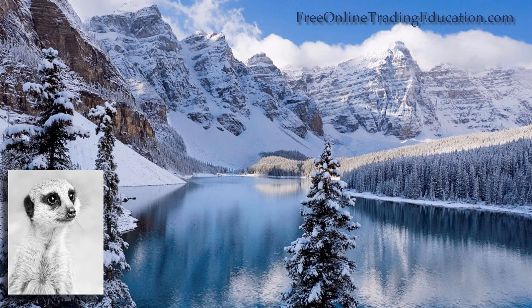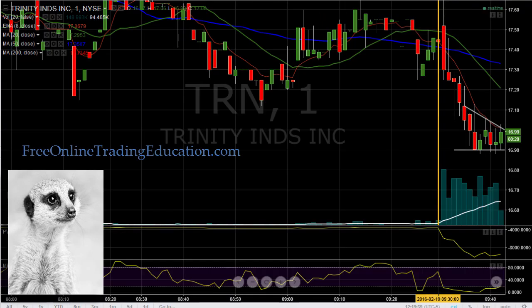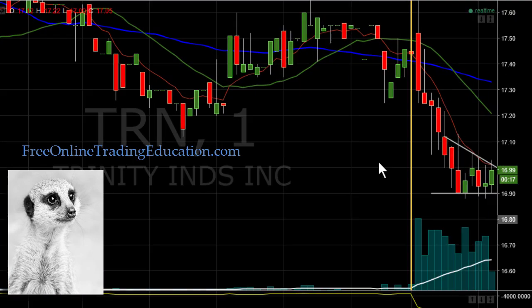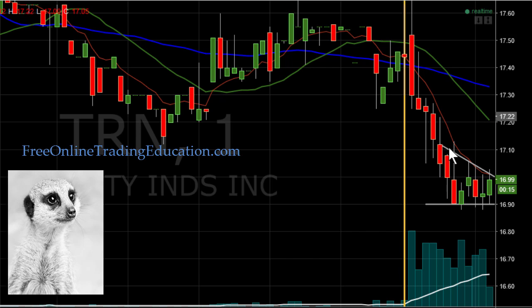Hey, let's take a look at two trades we had today on both a descending and an ascending triangle. First, let's look at the descending triangle. Here is TRN, right after opening, and bam, bam, bam, bam, bam, and it was low basing here with the 1690 support area.